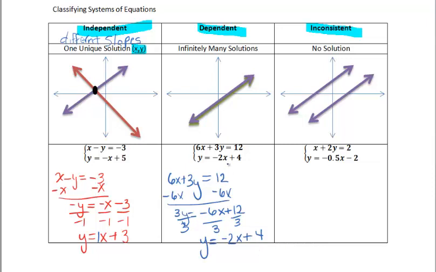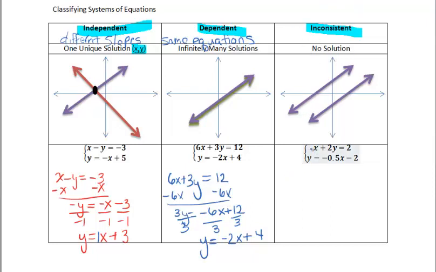That means that I would graph the exact same line twice, which means that they have to be dependent. So for dependent, I'm going to have same slopes and same y-intercepts. So I'm going to write the exact same equations. And again, that's after we solve for y.